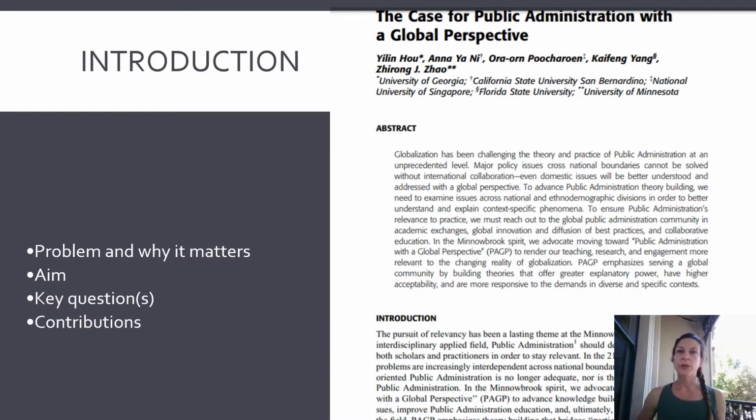So first in the introduction, the things that we want to get across are specifically, what is the problem? So how have you narrowed the scope? And secondly, what is the rationale for spending time writing this particular issue? So why does your research issue matter?